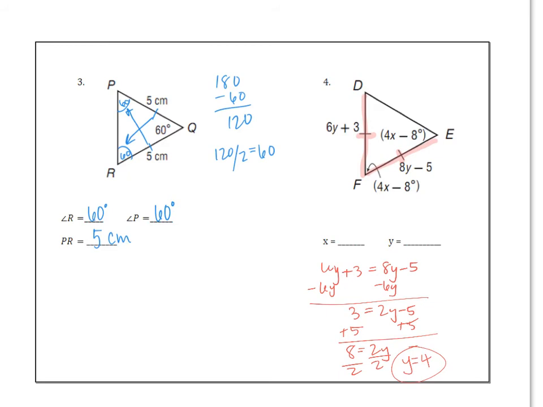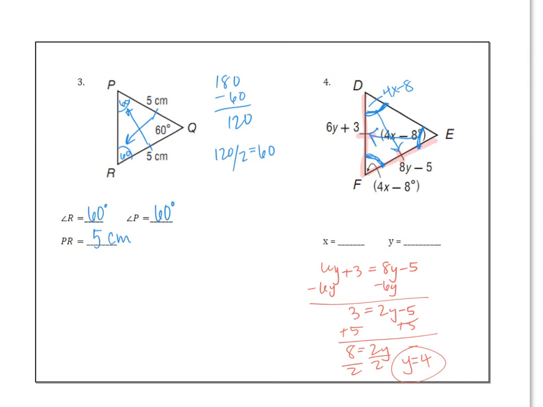So we got y. Now we need to do x. So x, I notice this corner, F, is 4x minus 8. I also notice this corner, E, is 4x minus 8. However, if I look at the two congruent sides, E is across from this tick mark on DF, and D is across from the other tick mark. So D and E have to be congruent, which means this would also have to be 4x minus 8. Well, that means all 3 angles are 4x minus 8.